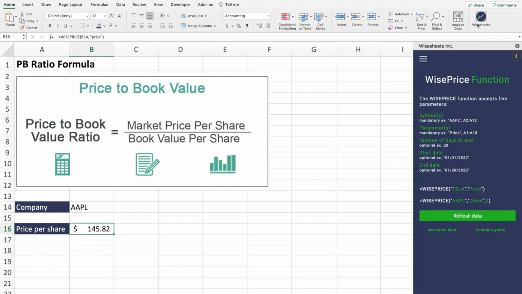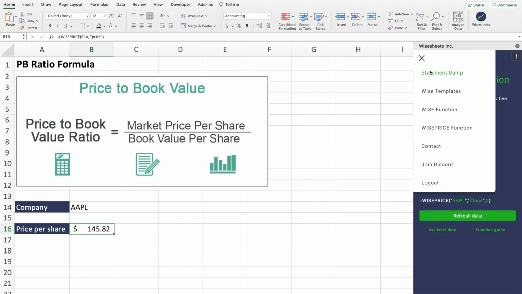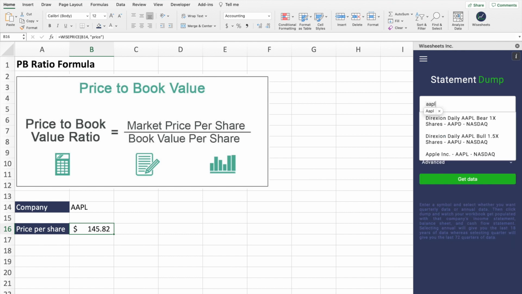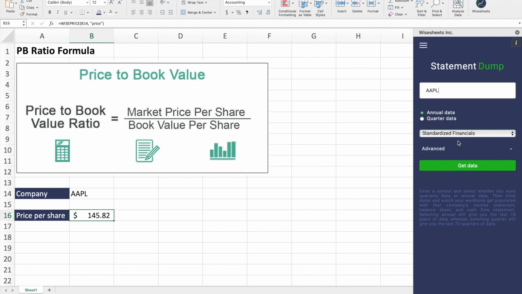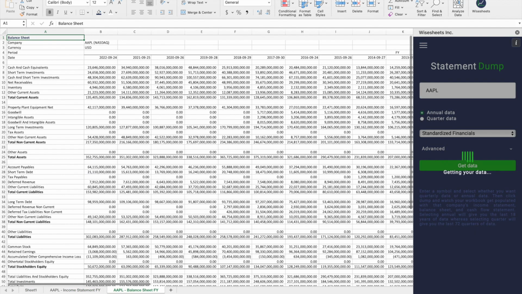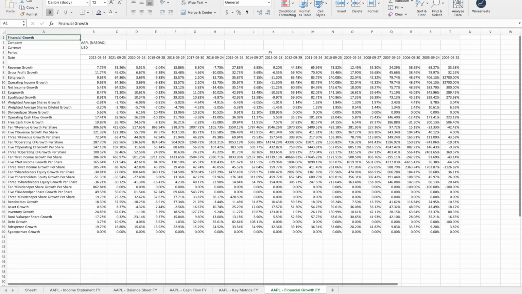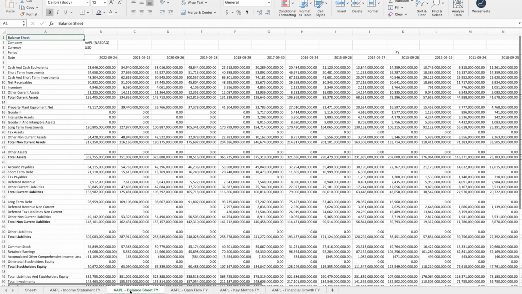Another thing that you can do is have the direct financial statements of the particular company and you can get it from there. So for example, in this case, I can just enter Apple, select annual data, and what's gonna happen here is that you're gonna get the different financial statements of the company. And so here, what we're really looking at is the balance sheet.